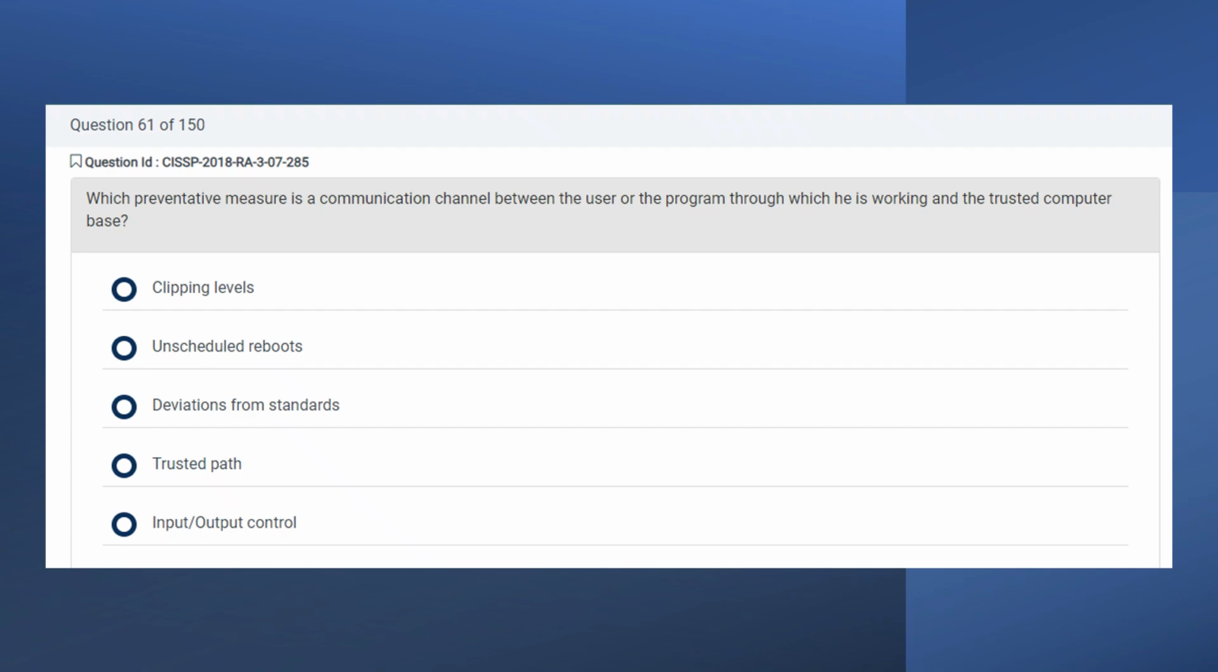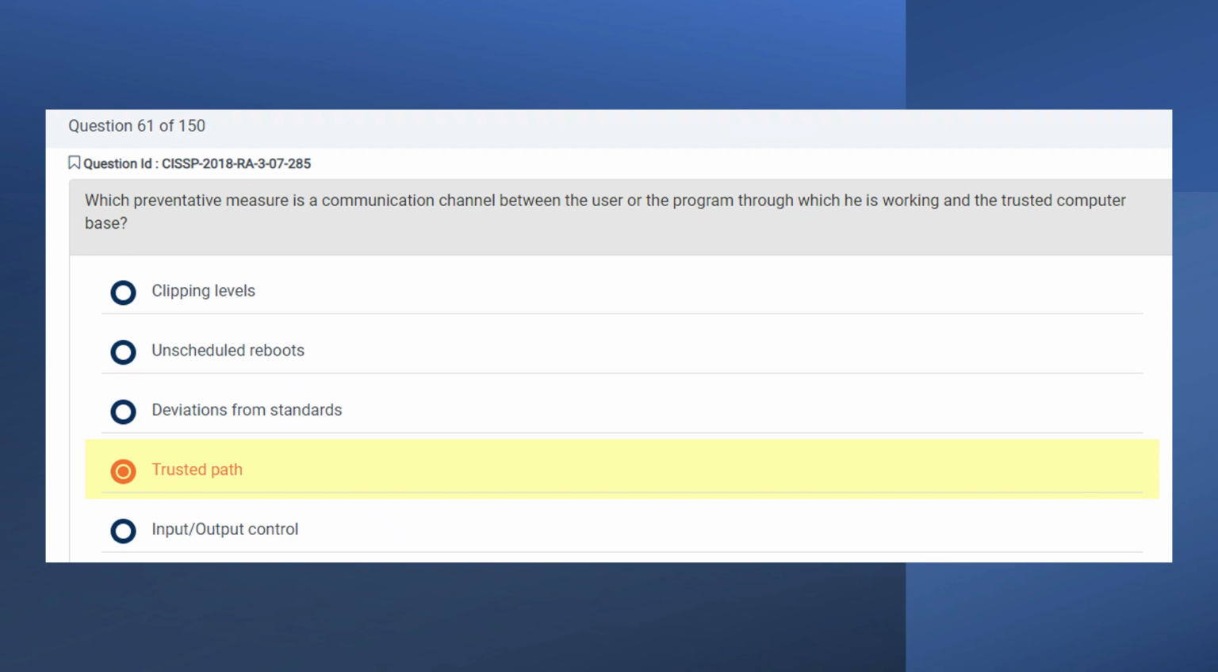Question 61. Which preventative measure is a communication channel between the user or the program through which he is working and the trusted computer base? The correct answer is trusted path.